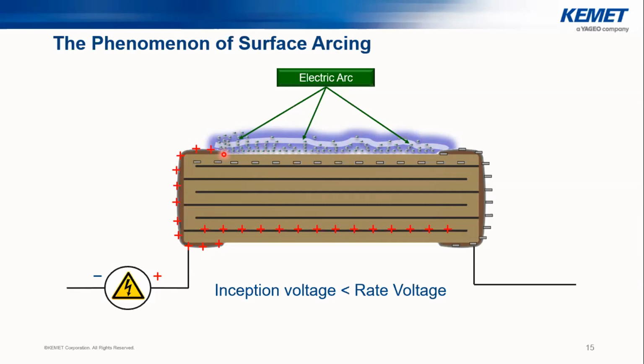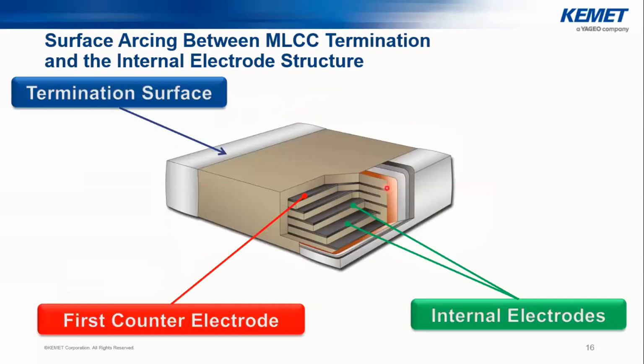One thing you can try to avoid it is to use a part that has a bigger clearance. This is one way. Also, consider the rated voltage of the capacitor, choosing a part number which has a higher voltage rating and higher clearance. So surface arcing, as I mentioned, can happen between the MLCC terminations or between the termination and the internal electrode structure, specifically the first counter electrode.